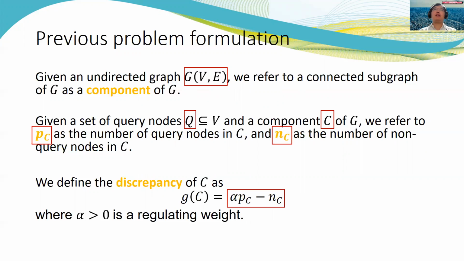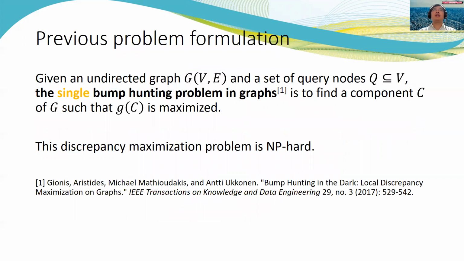It can be seen that a high discrepancy component has a large number of query nodes and a small number of non-query nodes. Given an undirected graph G and a set of query nodes Q, the single bump hunting problem in graphs is to find a component C of G such that the discrepancy of C is maximized. In other words, the objective is to find the maximum discrepancy bump. This discrepancy maximization problem is NP-hard.